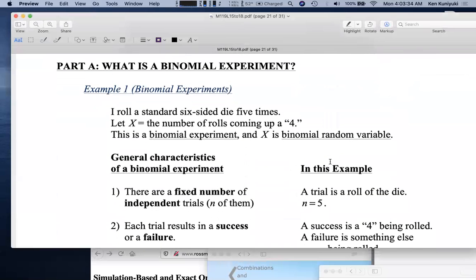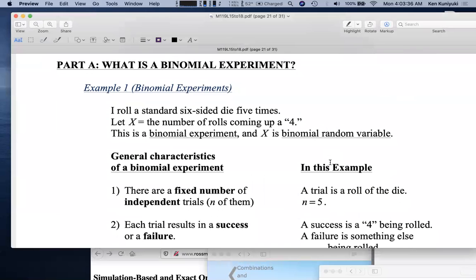First of all, the Monty Hall game that we played and the game we're going to talk about here represent binomial experiments, which give rise to binomial distributions. So let's say that I'm playing Yahtzee and I roll a standard 6-sided die 5 times, or equivalently, I roll 5 such dice at the same time. Let's say that we count the number of 4s on the dice.